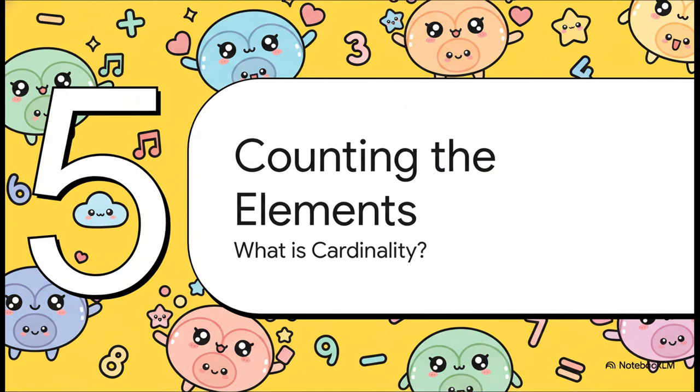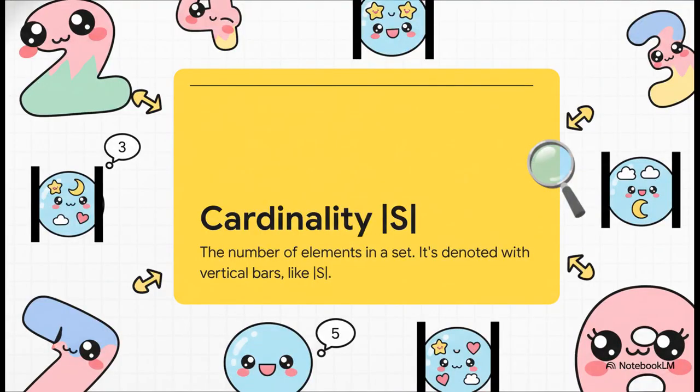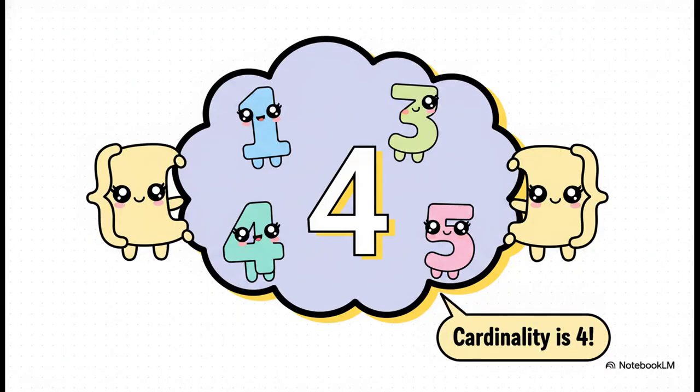So, we know what a set is, how to speak its language, and 2 different ways to write it down. The next logical question seems pretty simple. How do we measure how big a set is? Well, in set theory, the size of a set gets a special name, cardinality. Yeah, it's a bit of a fancy word, but all it means is the number of elements in the set. And we show it by putting these vertical bars around the set's name. So, if we have the set 1, 4, 3, 5, we can just count the elements. 1, 2, 3, 4. There are 4 of them. So we say the cardinality of this set is 4. Yep, it's really that simple.